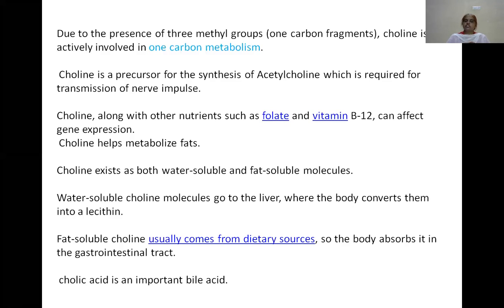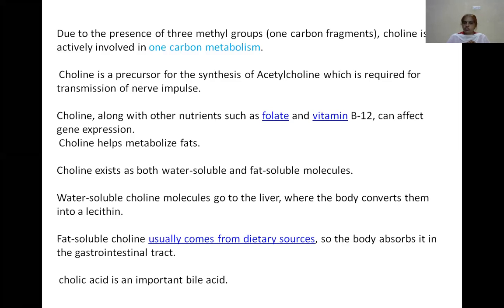It is a precursor for the synthesis of acetylcholine. Choline is a precursor for the synthesis of acetylcholine along with folate and vitamin B12. These are the nutrients. So, along with the other nutrients, folate and vitamin B12, they affect gene expression and help to metabolize the fats.